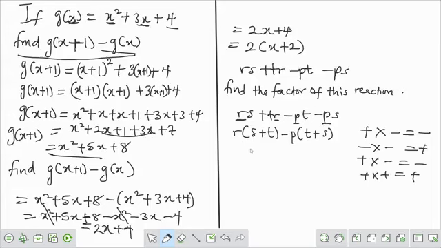So R minus P. So they now say we should find the factor. Factor means what is common between them. What is common? So the factor is what? What is common. So that is now what? R minus P, S plus T. So our factor is this.